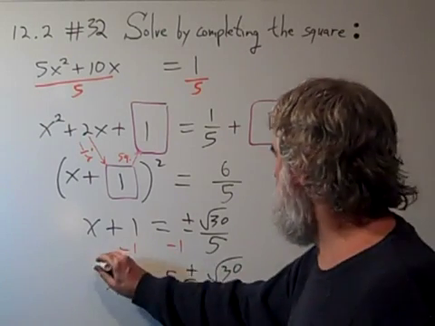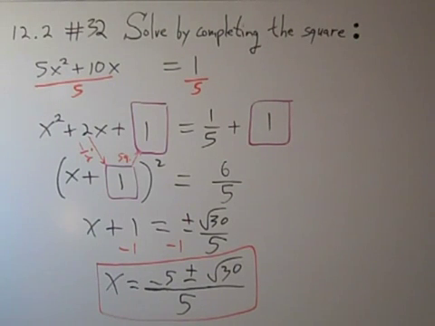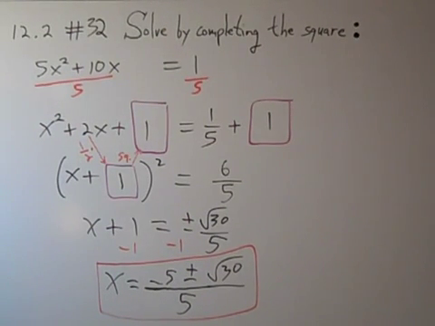And there we have it. This problem has 2 real solutions. The plus gives you 1, the negative gives you the other one. 2 real numbered solutions to this quadratic equation.